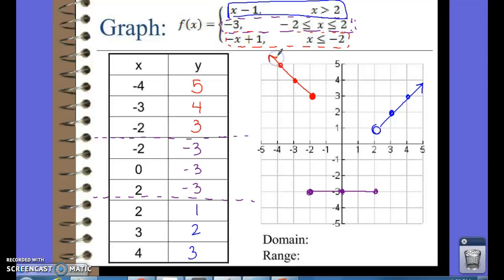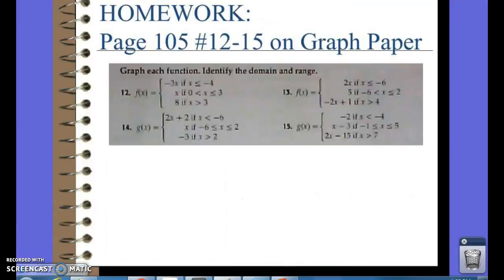And I hit into a problem of, is this a function? No, it fails the vertical line test right here. So the domain and range are as follows. And here's your homework.